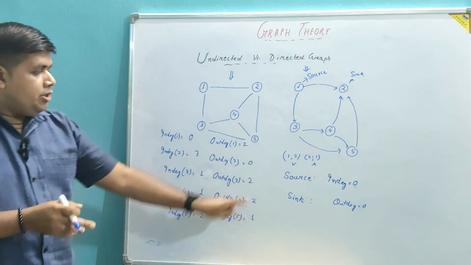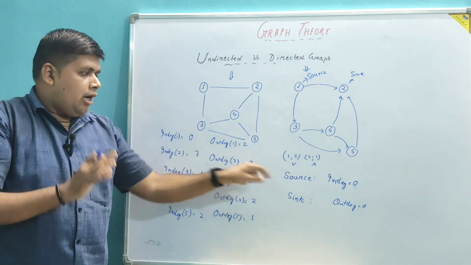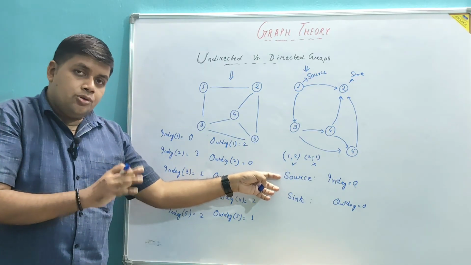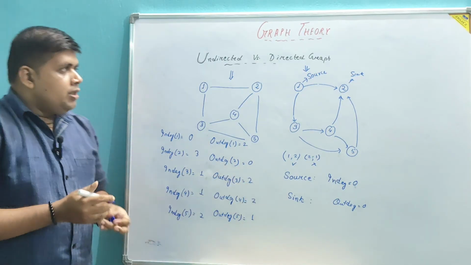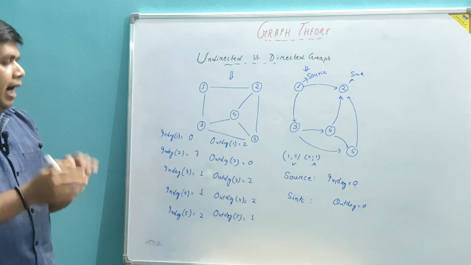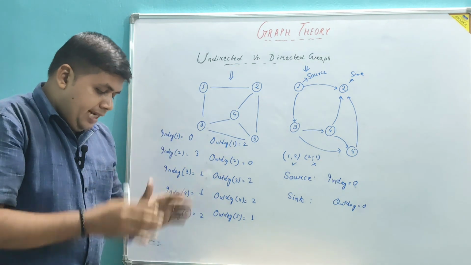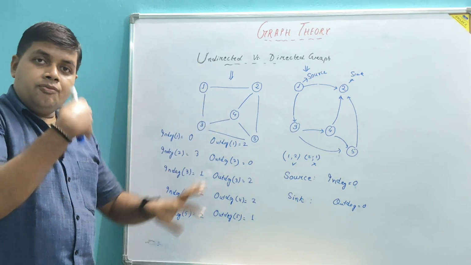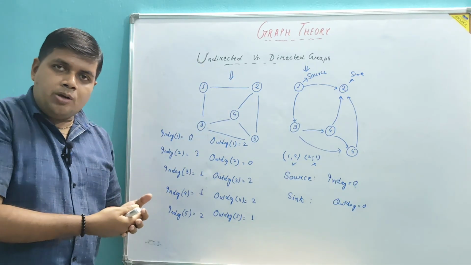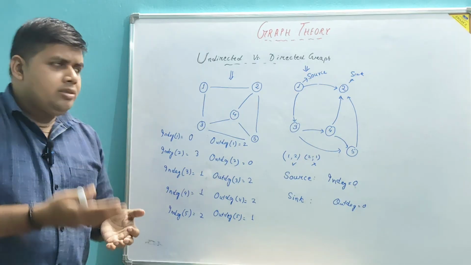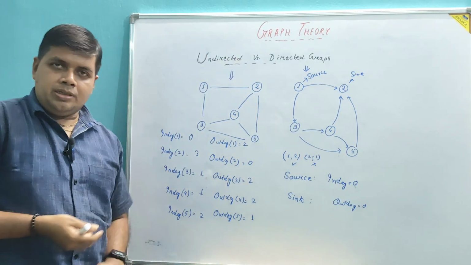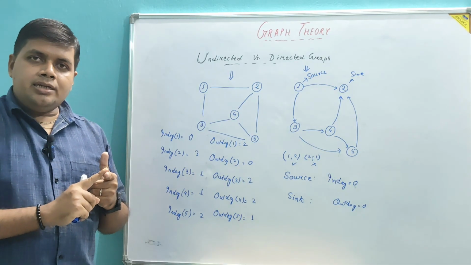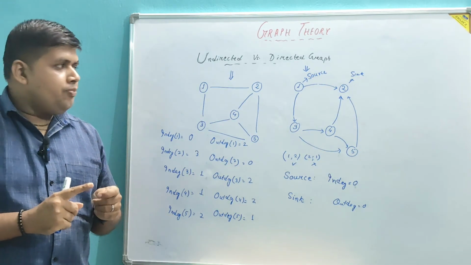So that is the link between source and sink. Out degree of sink will always be 0. In degree of source will always be equal to 0. So this is the concept behind undirected graph and directed graph. We will be using these concepts further in the traveling salesman problem, Dijkstra's algorithm, and all this. I hope the concept of directed graph and undirected graph is clear.